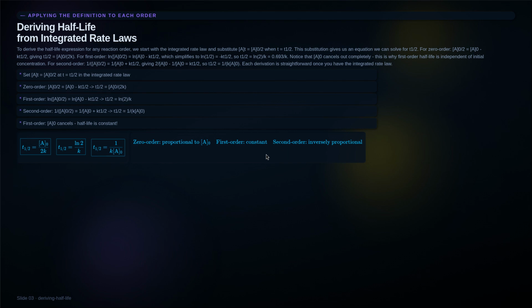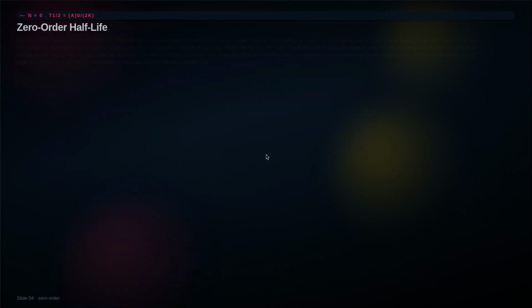For second order, 1 over A0 over 2 equals 1 over A0 plus K T1/2, giving 2 over A0 minus 1 over A0 equals K T1/2. So T1/2 equals 1 over K times A0. Each derivation is straightforward once you have the integrated rate law.